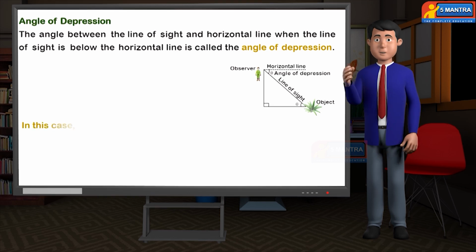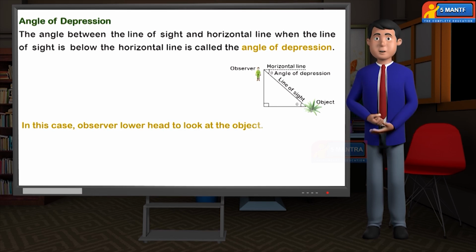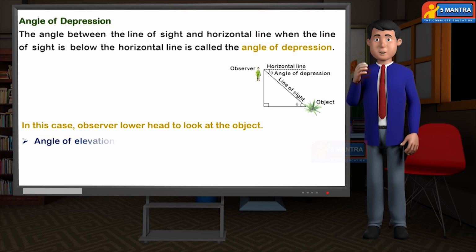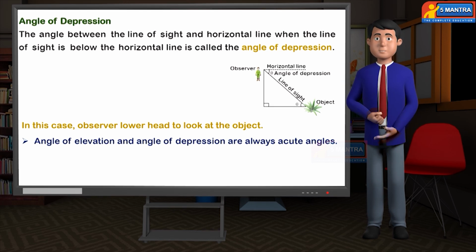In this case, the observer lowers the head to look at the object. Angle of elevation and angle of depression are always acute angles.